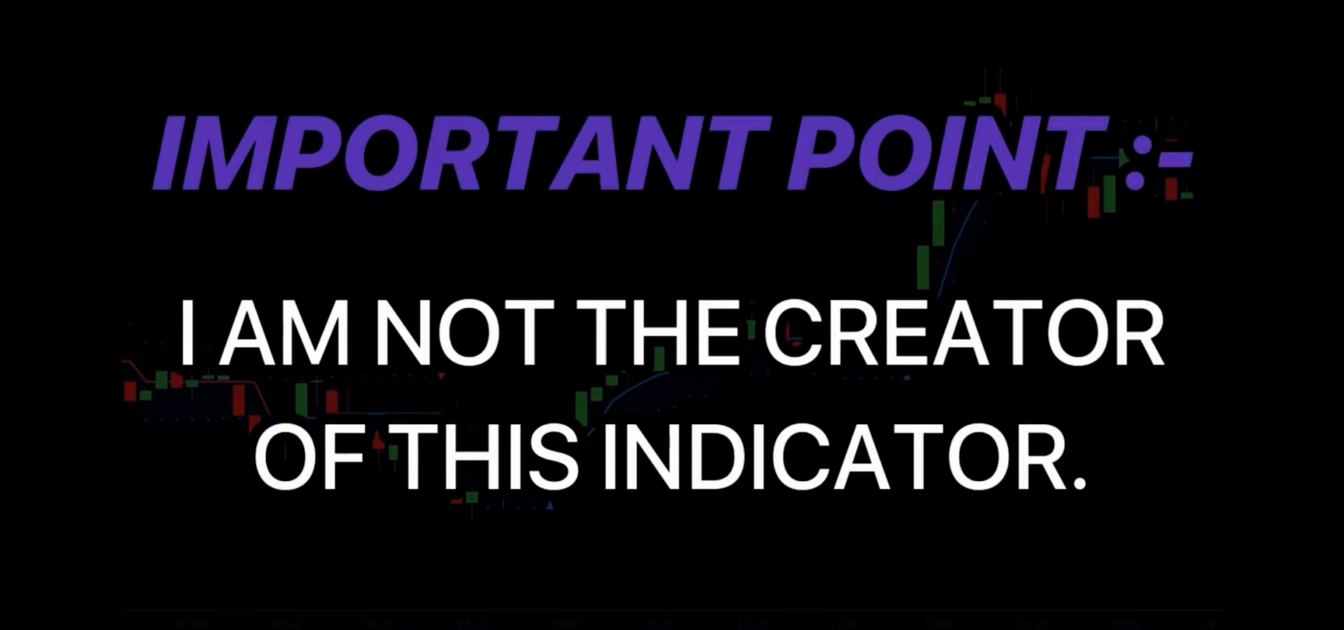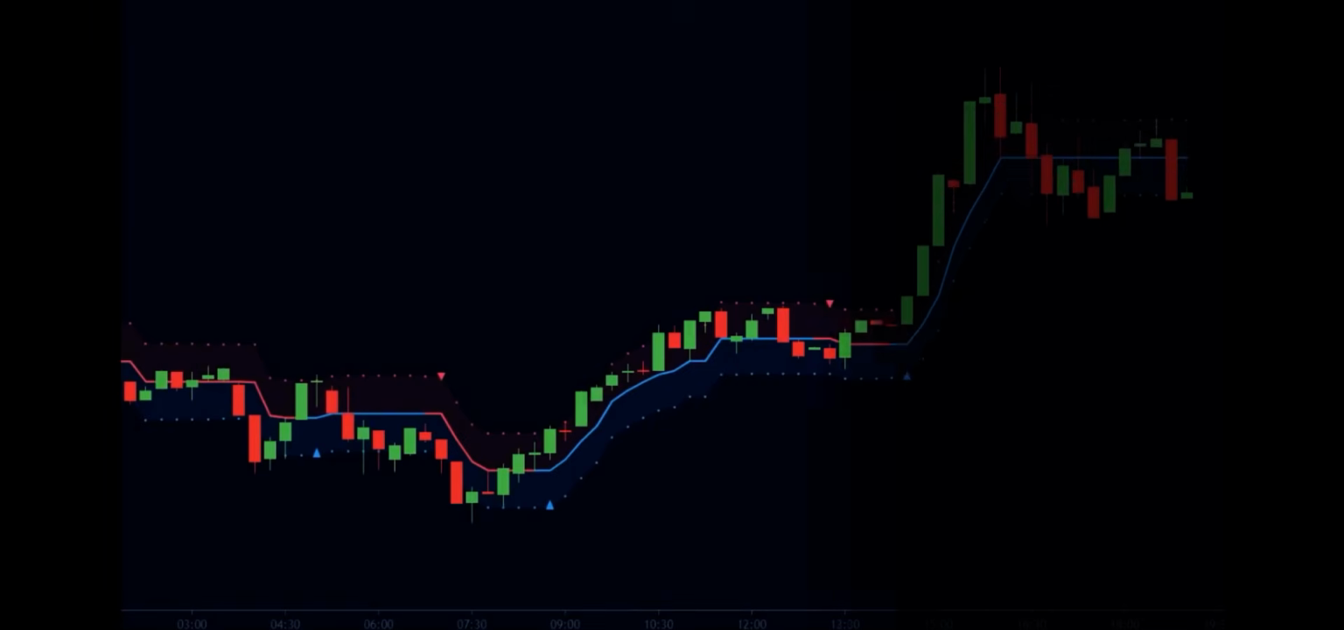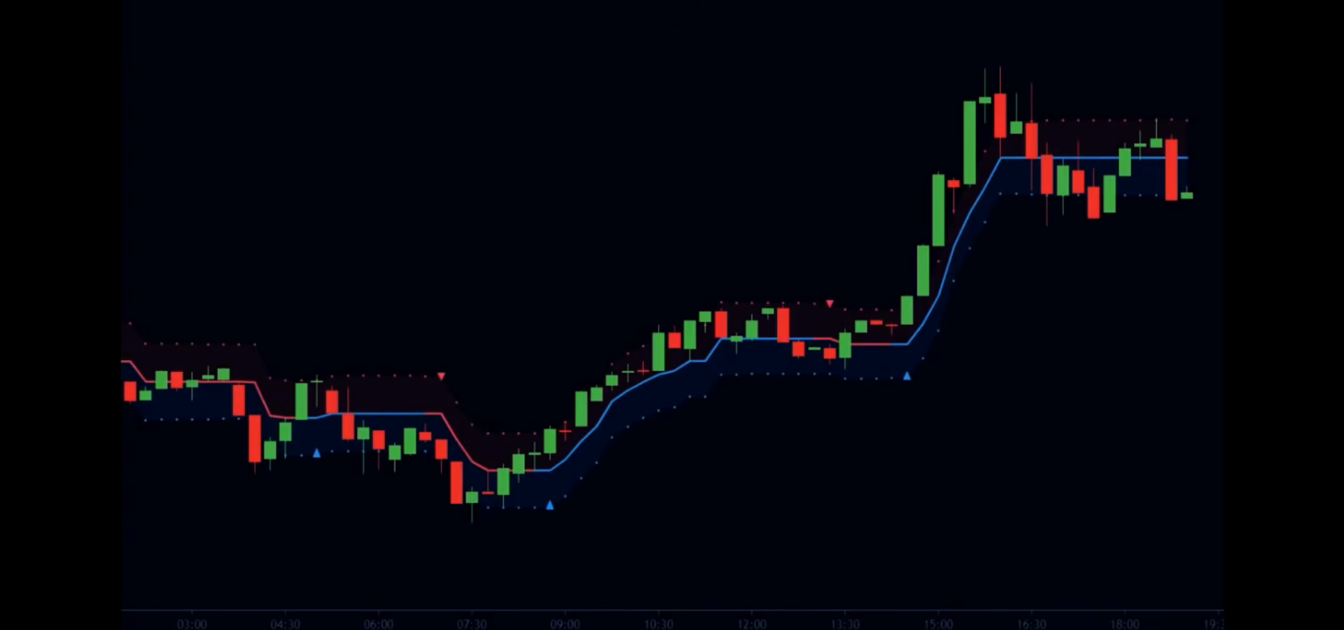Now, an important point to remember here is that I am not the creator of this indicator. A lot of so-called traders, especially on YouTube, try to sell this indicator as their own. But I want to make sure that I am not one of them. I don't know who created this indicator. But it certainly isn't me. Let's get back to this indicator.